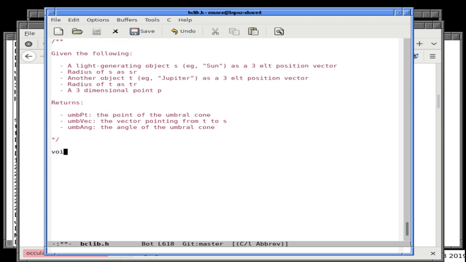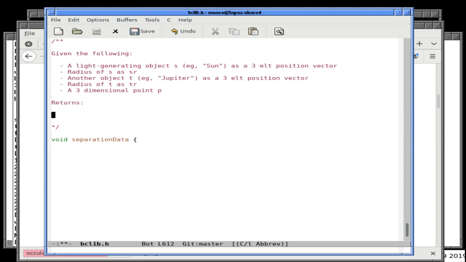And again, as with all SPICE functions, we won't actually be returning values. We will be assigning variables that they pass in. I'm pretty sure that's how you spell separation, but I'm just paranoid. Yep. As a three-element position, a point P as a three-element position vector. So I don't think we need to be that fancy with it and say it's a 3D vector. Returns, and let's see what I want to return here.